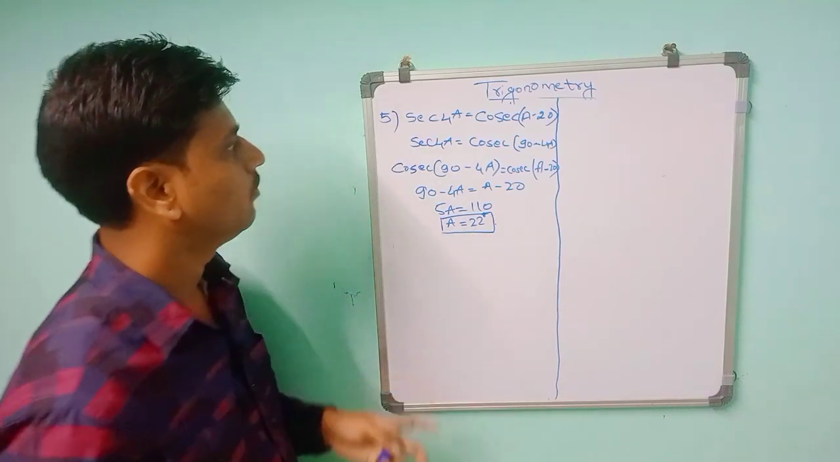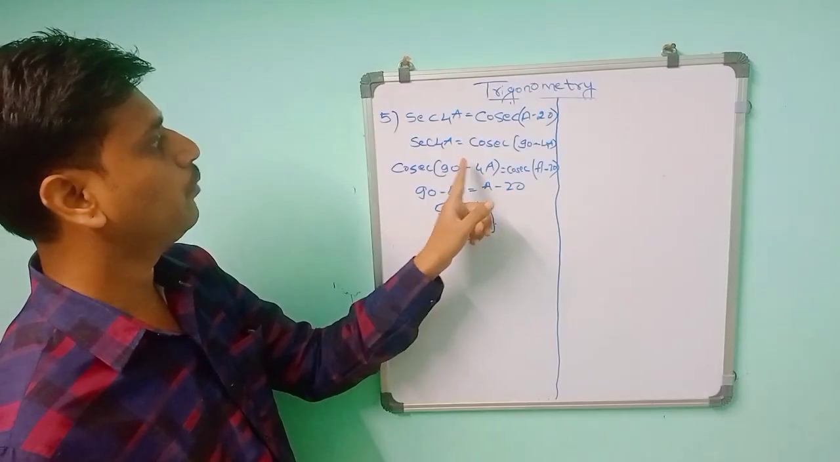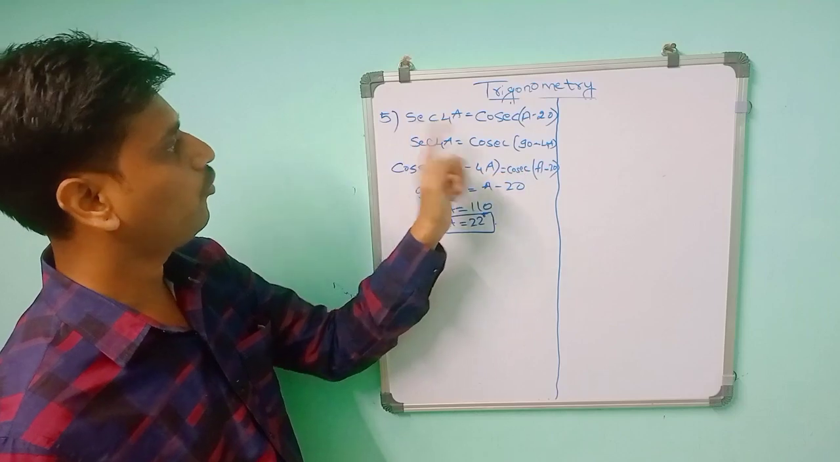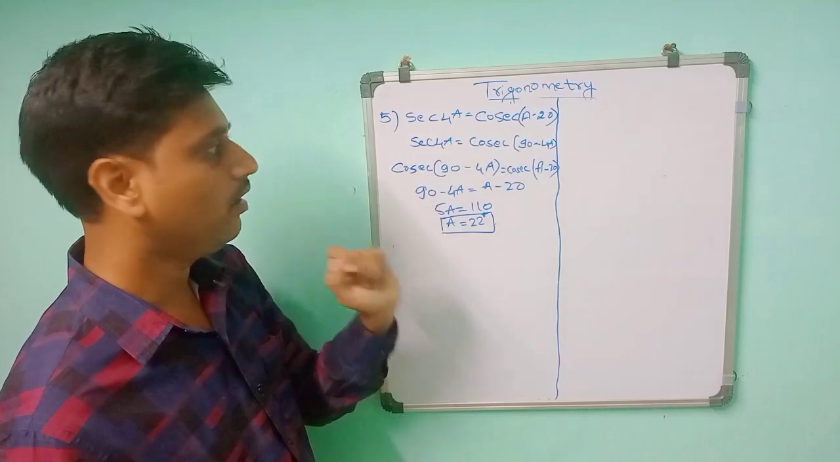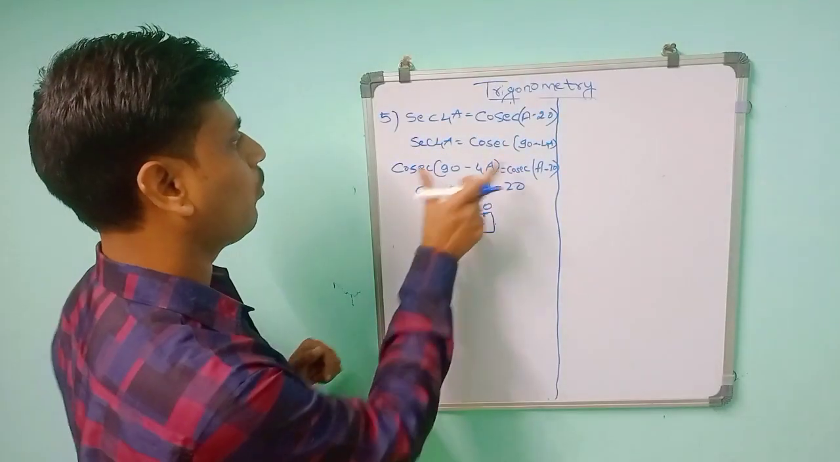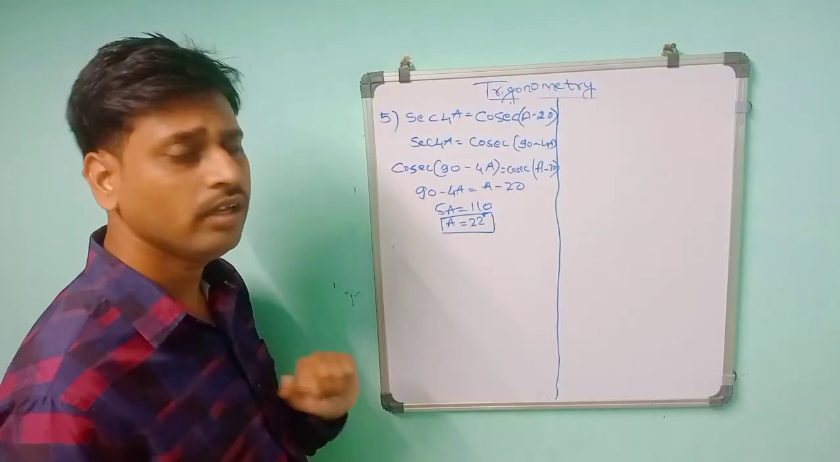22 degree. So first we have to change the sec into cosec, that is, you have to take the complementary angle. So I can take sec in terms of cosec using 90 degree. So these two will become cosec only. Then you can equate, and then you get the value of a.